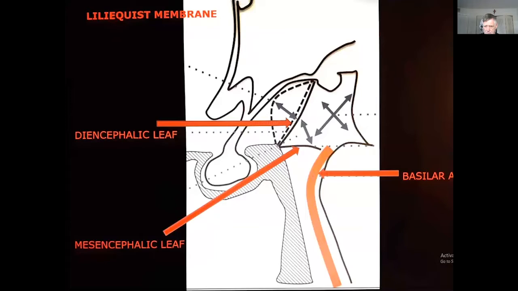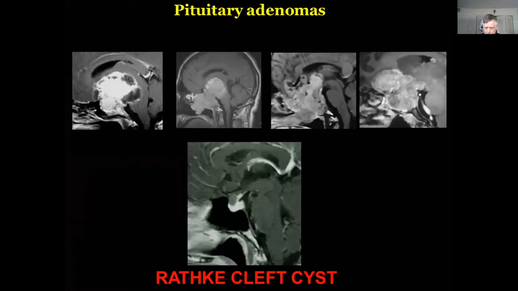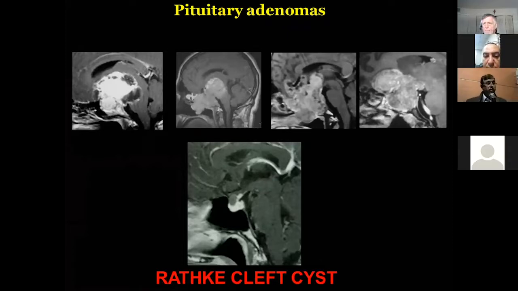Another structure that needs to be addressed is the Liliequist membrane, which is made of the diencephalic leaf and the mesencephalic leaf. So any lesion within that area, of course, may have a vast differential diagnosis. These are craniopharyngiomas. These are all my cases. You can see the sellar suprasellar area. But also we have to address that there you will have pituitary adenomas, especially if they are aggressive, like these cases of mine, or the Rathke's cleft cyst, which has the same developmental basis as craniopharyngiomas.